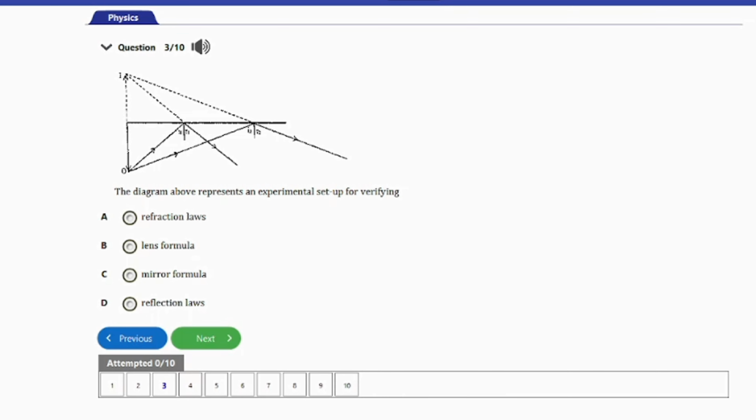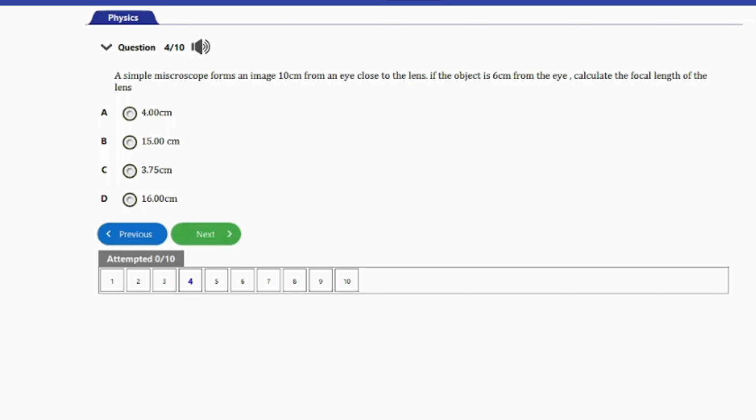Let's go ahead and consider the next question, question number 4. It says, a simple microscope forms an image 10 cm from an eye close to the lens. If the object is 6 cm from the eye, calculate the focal length of the lens. Alright, let's solve this together. If we use the formula 1 over f is equal to 1 over u plus 1 over v, we're going to have that 1 over f is equal to 1 over 10 plus 1 over 6.